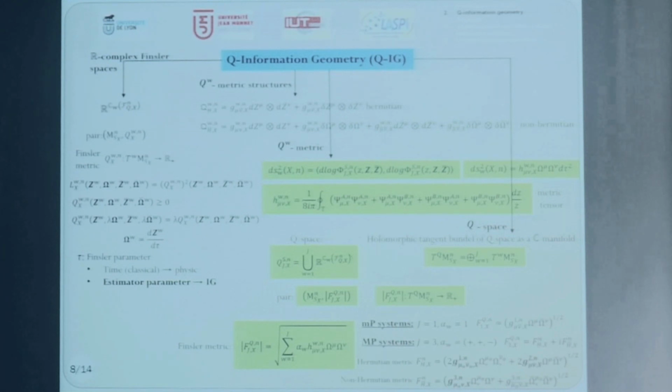Okay, so this is a complex function where the real part is a Hermitian metric and the imaginary part is the non-Hermitian metric. And the modulus gives the Finsler metric. Okay, and for a minimum phase system, G equals 1 and alpha equals plus. For a maximum phase system, G equals 3 and alpha equals plus plus minus. And this is the signature of the metric.